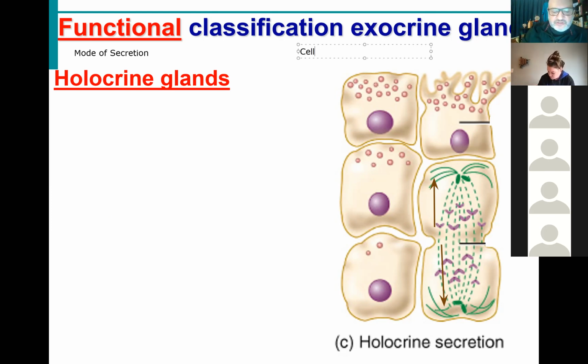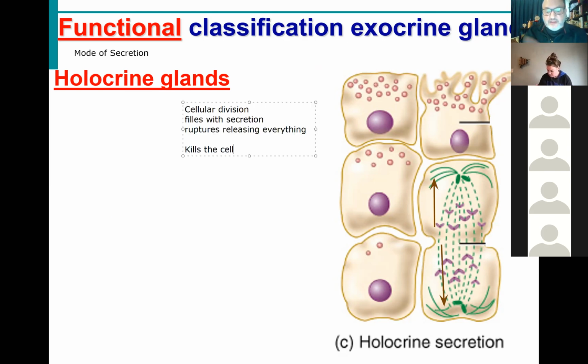So we have cellular division. The cell fills with its secretion, and then it ruptures, releasing everything. Does this damage the cell? Yeah, this kills the cell. But it kills the cell, and so we just make more. Right. Again, here we see this simple picture that shows this process.